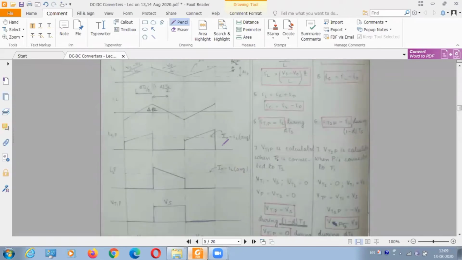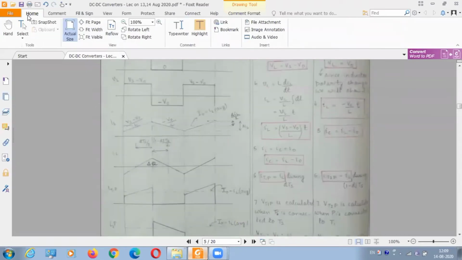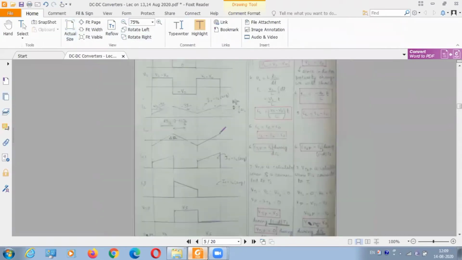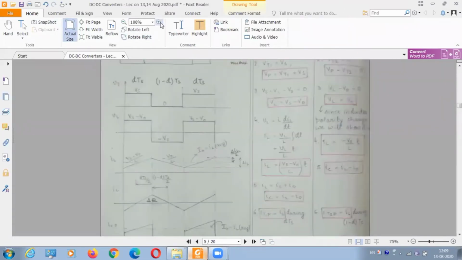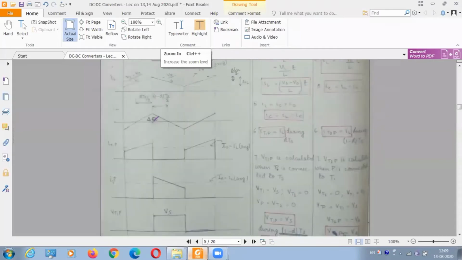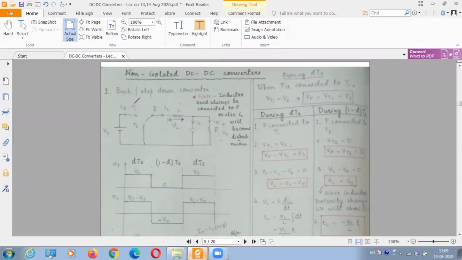Okay, so I'll just use the font so that you can understand. I'll just zoom it, then I'll do it. Okay. You just recall this figure. This T1P I am replacing. This part I am replacing with a switch, that is either a diode or MOSFET. It will be replaced by that, I am telling you.